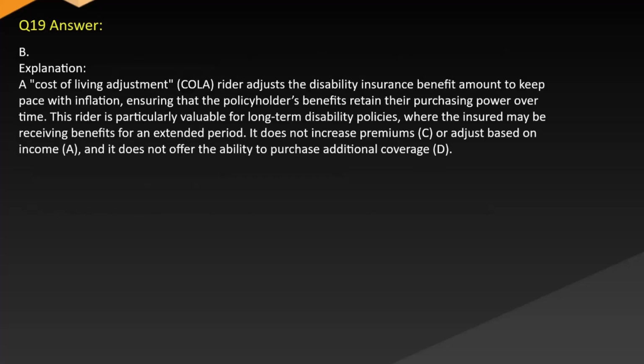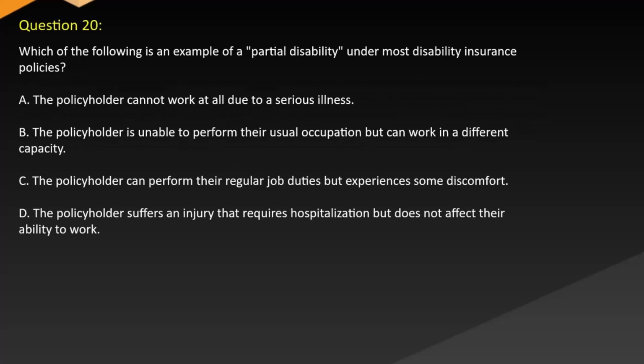Answer: B. Explanation: the cost of living adjustment (COLA) rider adjusts the disability insurance benefit amount to keep pace with inflation, ensuring that the policyholder's benefits retain their purchasing power over time. This rider is particularly valuable for long-term disability policies where the insured may be receiving benefits for an extended period. It does not increase premiums, C, or adjust based on income, A, and it does not offer the ability to purchase additional coverage, D.